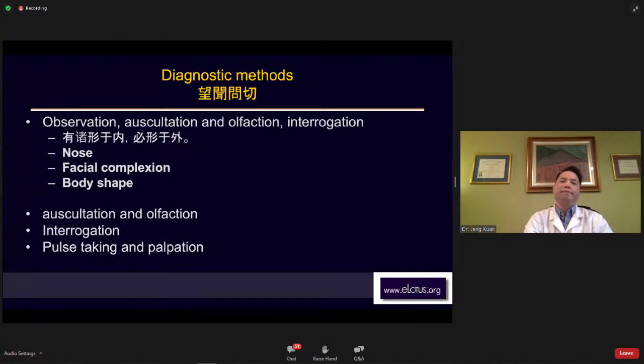Okay, interrogation. Interrogation is a good way to get more information from the patients. If you ask how's the bowel movement and what's the stool look like, usually it will give you a good indication how the person is doing. Usually with IBS, frequently there might be loose stool or the urge to go to the bathroom after they eat. And the shape of the stool actually will give us a good indication.